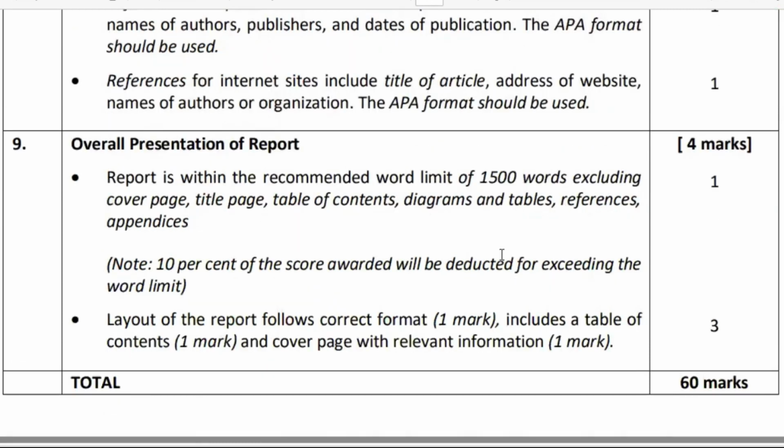So you get marks for the overall presentation of the report. Your report is within the recommended word limit of 1,500 words. Take note again, right? And those things that are excluded, 10% of the score awarded will be deducted for exceeding the word limit. So try not to exceed the word limit, okay? Layout of the report follows correct format, includes a table of contents and cover page with relevant information. So you want to make sure that you have all of that. And the total is 60 marks.